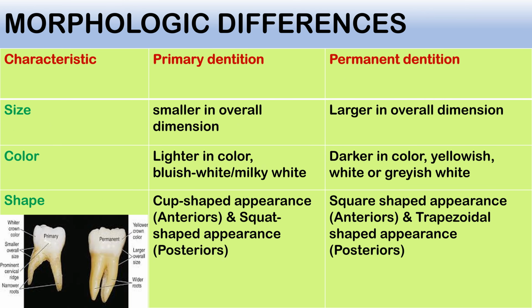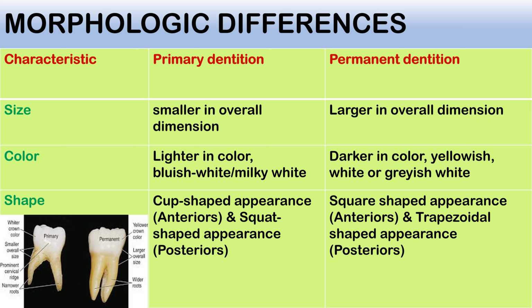Now let's explore the morphologic difference between deciduous and permanent dentition. First difference in terms of size. Primary teeth are smaller in overall dimension compared to permanent dentition, which are larger in dimension.